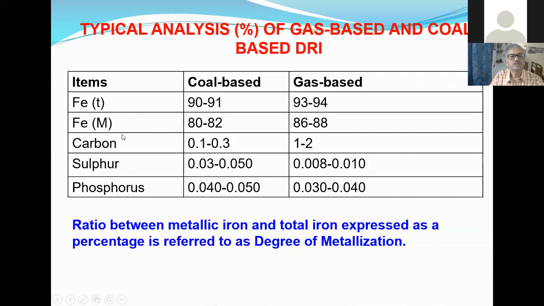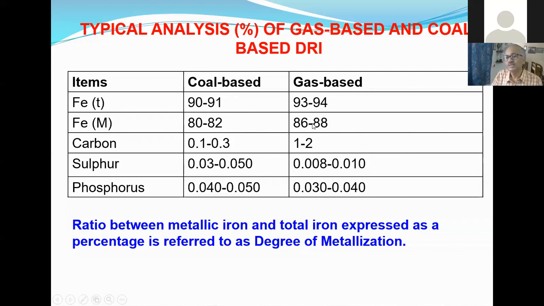So in case of the coal-based, you have 80 to 82%, and gas-based is higher because since it is a gas-solid kinetics, it is faster and the efficiency is much better. That's why you can get a better metallization here. And obviously the metallization, you understand, is basically the ratio of the metallic iron to the total iron percentage.